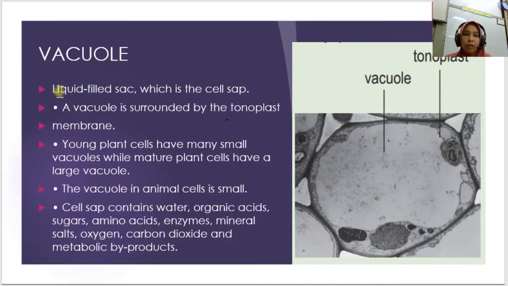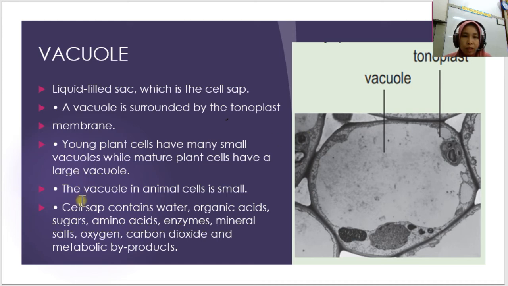Okay, vacuole refers to the liquid-filled sac, which is a cell sac inside the vacuole. Yeah, it is a liquid. The vacuole is surrounded by the tonoplast. So tonoplast refers to the membrane that surrounds the vacuole.